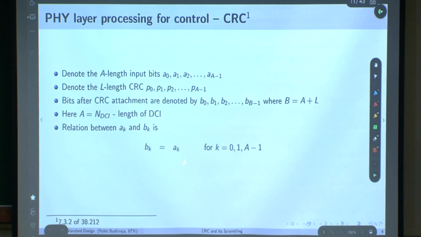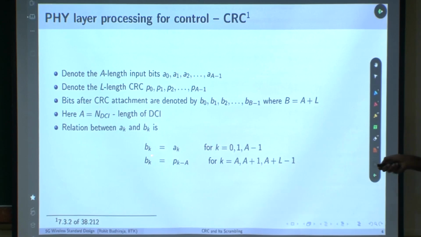What is BK? The first A bits will be without CRC. This is the payload, and then the CRC gets appended. You read this. So this is the output of the CRC attachment block. What are we saying? The first AK bits come as such. This is the payload, and after that you see from A to A plus L minus 1, that's the CRC length. You run this index, so what will be the Ath bit? It will be the first CRC bit, and then it will go up to A plus L minus 1.